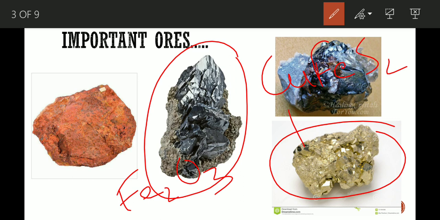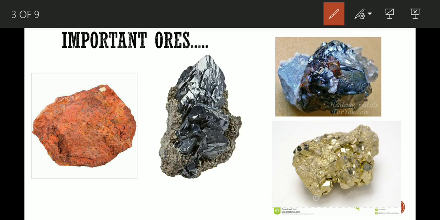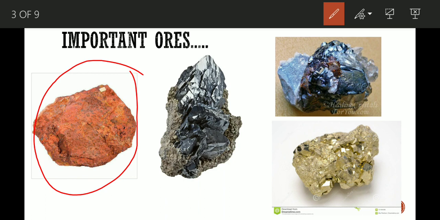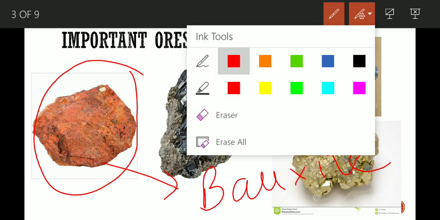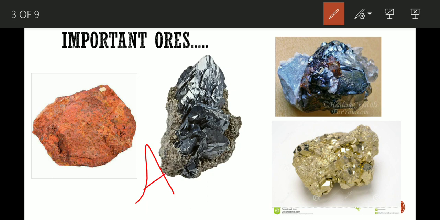And next is aluminium, meaning the ore of aluminium, which is bauxite, and this reddish ore is bauxite. So now what's the formula for bauxite? This is important. This is actually asked in many exams. Al2O3.2H2O. This is the formula for bauxite, and bauxite is an ore of aluminium.